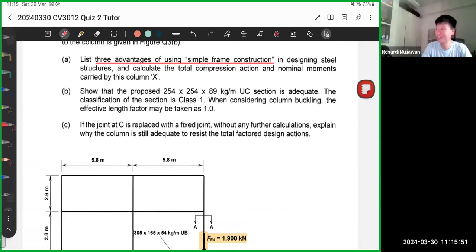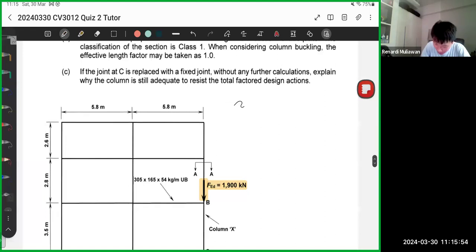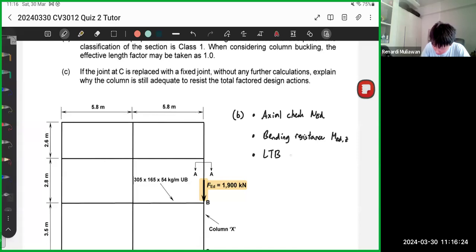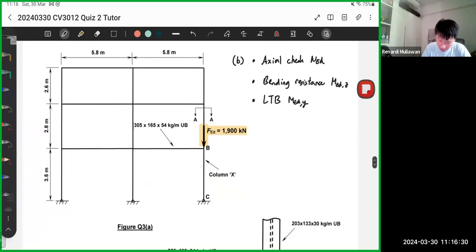But remember, we have 3 checks to perform. For part B, first things first, the axial buckling check, or axial check, NED. Then we have 2 checks: the bending resistance and LTB. This one is usually MEDZ, this one is usually MEDY. Now let's do the checks one by one.